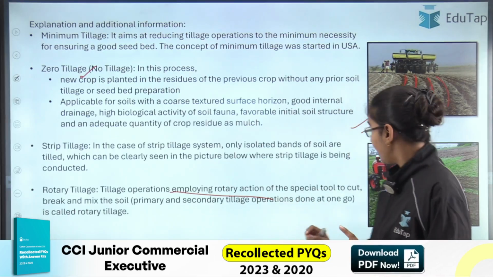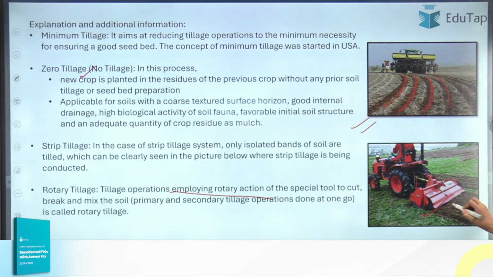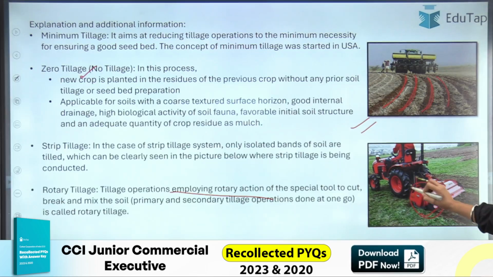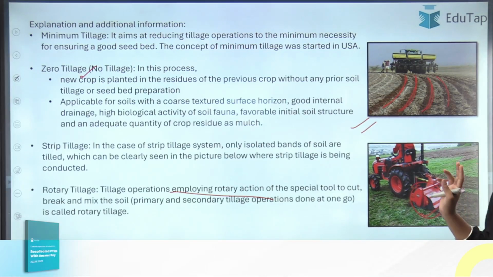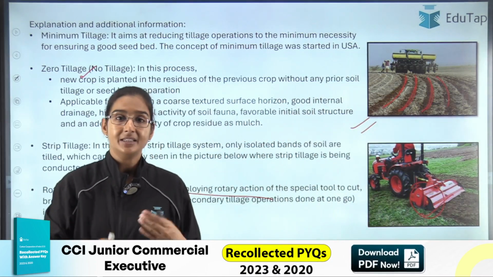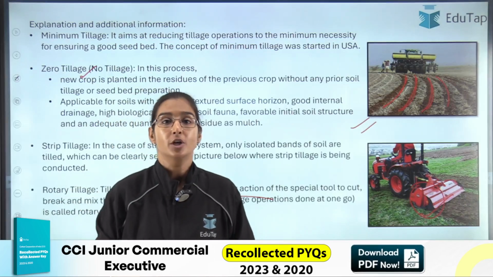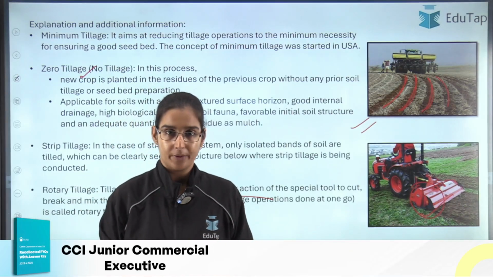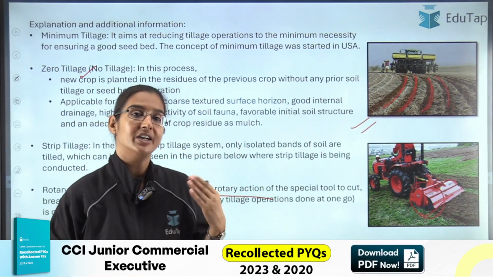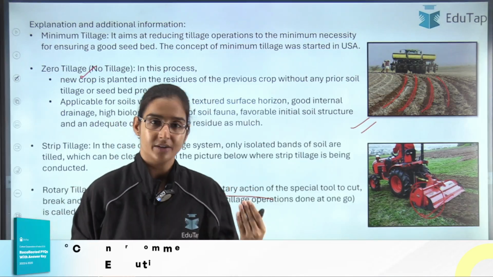All right. So here, as you can see in this picture, by using this implement, the farmer is essentially doing the rotary tillage, right? So here the soil will be cut, and at the same time the mixing will also happen. So basically we are combining the two operations, right? So all these are the different ways of carrying out the conservation tillage.